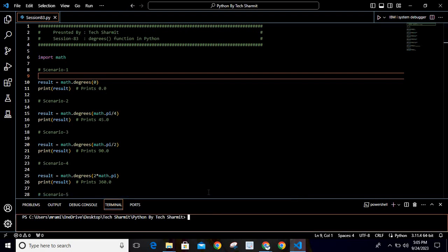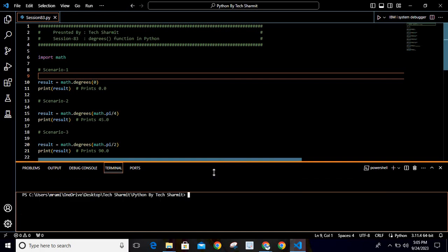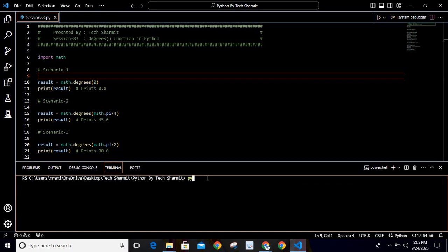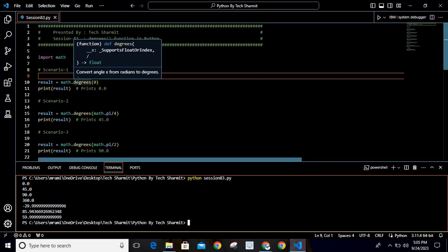Let's verify the same. I will scroll up and here I will write python session 83.py. Now hit enter. Once you hit enter, it will show you that it prints the value 0.0, which is the equivalent degree for 0 radian. If you want to learn more about this function, just take your mouse cursor here. It will show you this information, like it converts the angle x from radians to degrees, and it is also showing the syntax for this function.